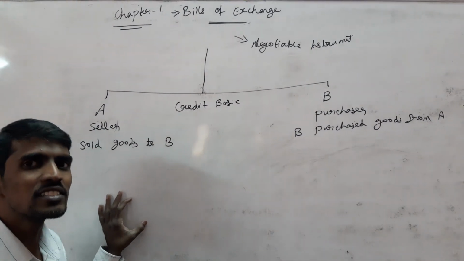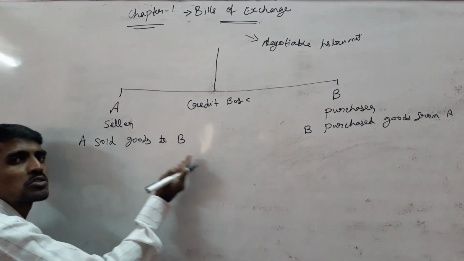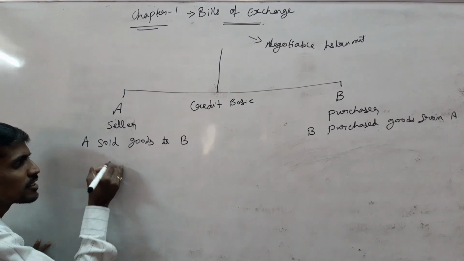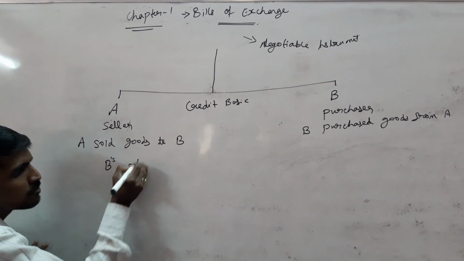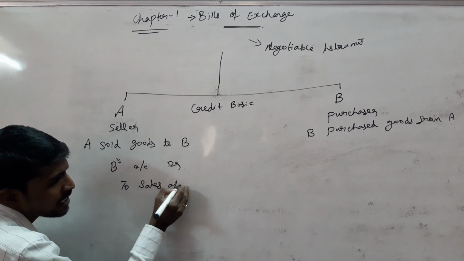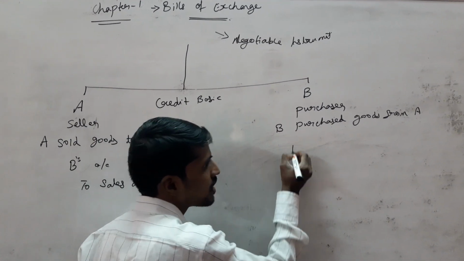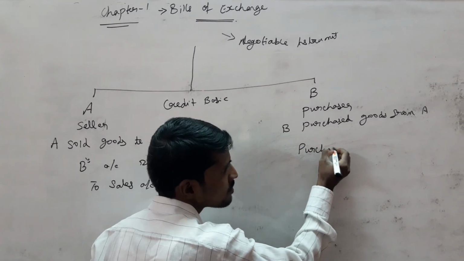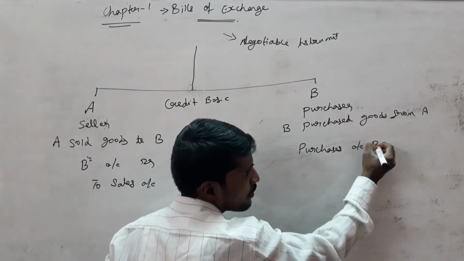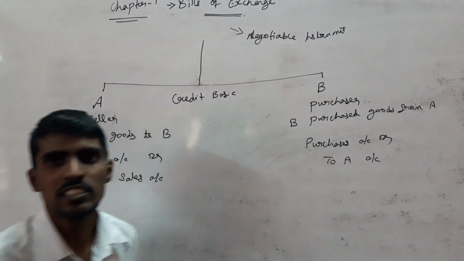So how will we write the journal entry? We will write the journal entry for A sold goods to B, means what is coming in? B is coming in, B account debit to sales account. That will be the entry in the books of A. And in the books of B, what comes in is goods, that we write as purchases account debit to A account. So this will be the journal entry.